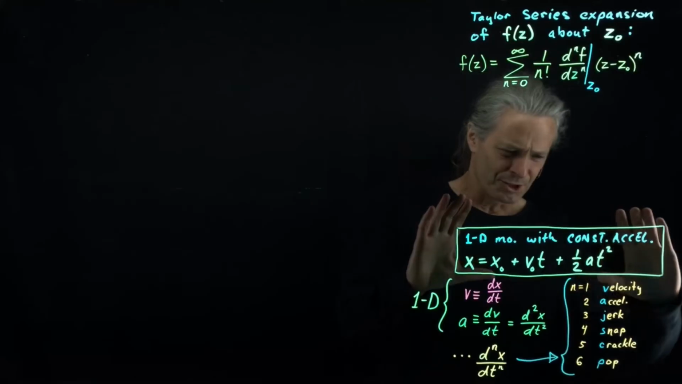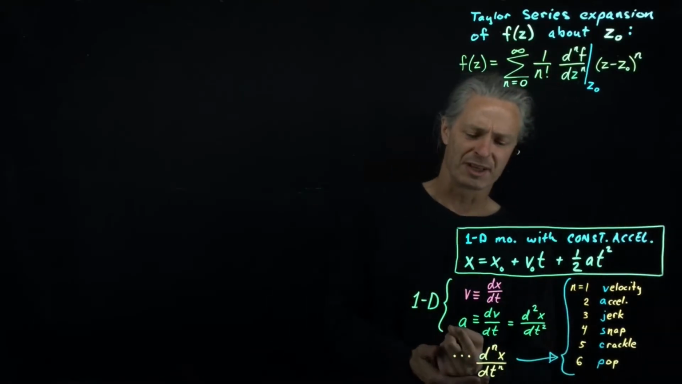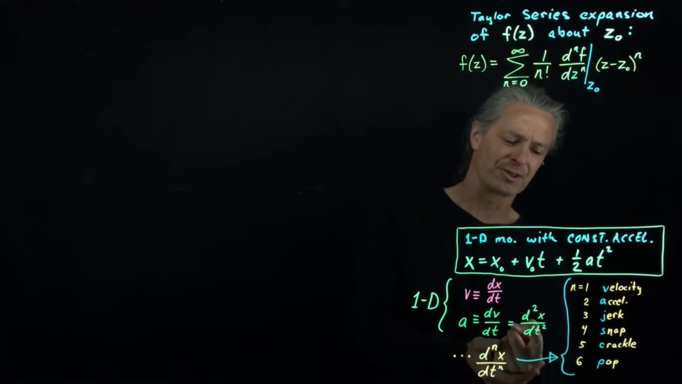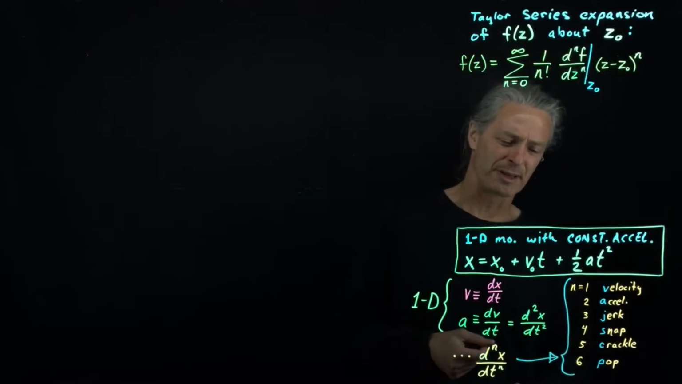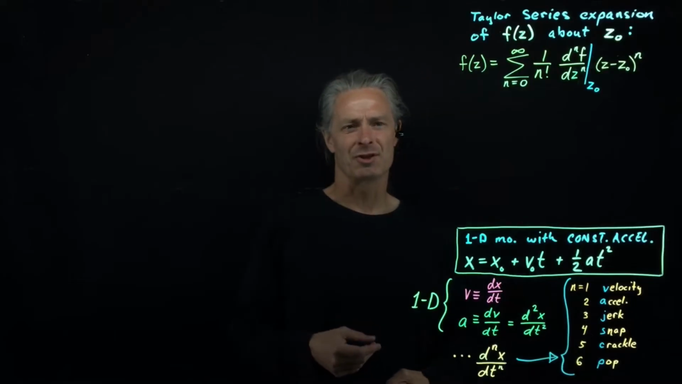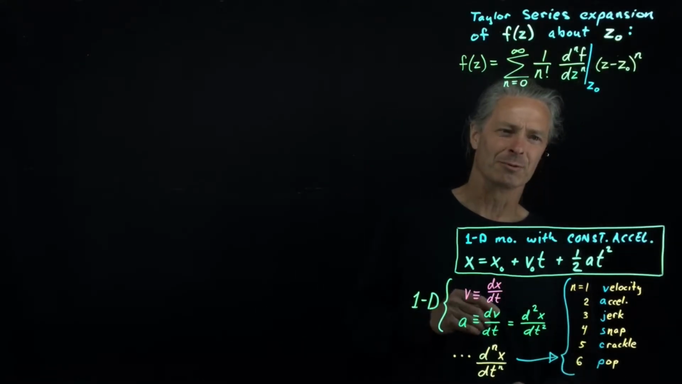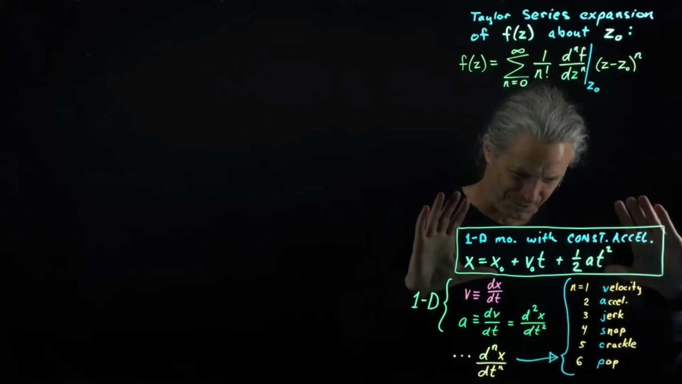Now, this equation is traditionally derived by setting the constant acceleration equal to the second derivative of the position with respect to time, integrating twice with respect to time, plugging in the initial conditions, and then setting the initial time equal to 0. When you do all that, you get this equation.